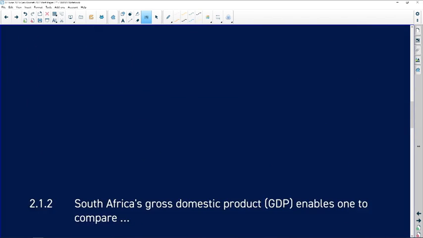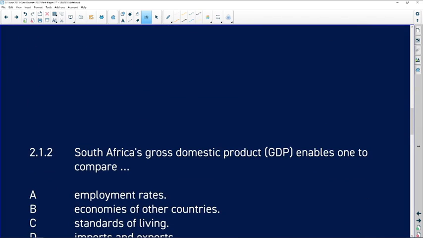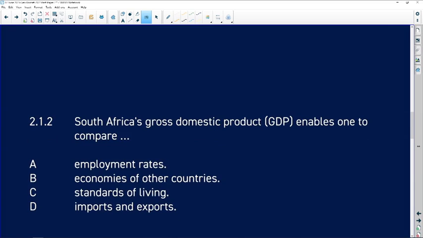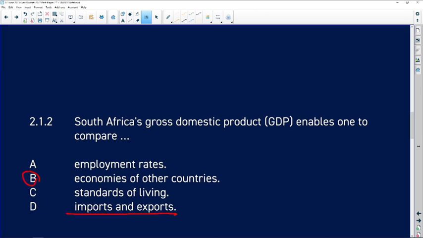If you look at our second question, 2.1.2, South Africa's gross domestic product, the GDP, enables one to compare, A, employment rates, B, economies of other countries, C, the standard of living, and D, the imports and exports. So definitely the correct answer will be B, the economies of other countries, to see how much money a country makes within its borders. Now obviously our employment rates will increase if the GDP is higher. Obviously the GNP is connected with the importing and exporting of goods. And once more, once people are employed, standard of living will improve.